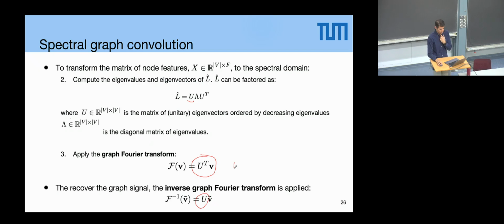And here the transpose of U is equal to the inverse of U, because this normalized Laplacian matrix is real and symmetric, and also the rows and the columns are normalized. So it's an orthonormal matrix, and we can compute the inverse just as the transpose.